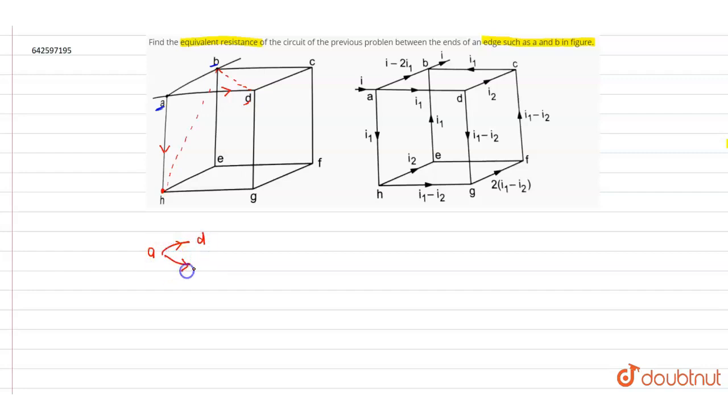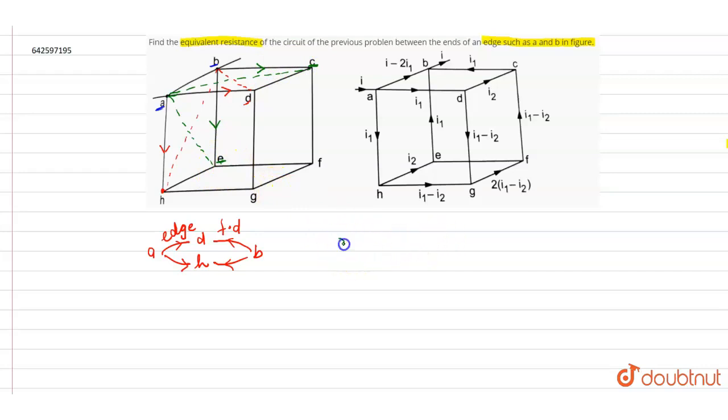From A to D and A to H, if you go, you have to move across the edge, and from B you have to go along the face diagonal. Similarly, if you see point E, if you go from A, you have to move along the face diagonal, and from B along the edge. Similarly, point C, from A you move along the face diagonal, and from B along the edge. That means C and E are also at same potential.